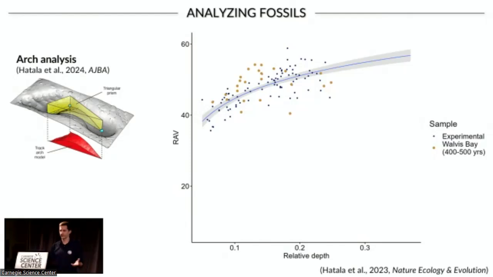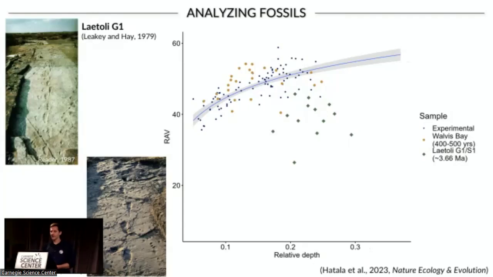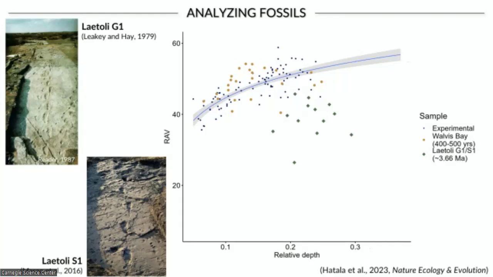Now, in a paper last year, we showed how those 3.66 million-year-old Laetoli footprints, including footprints from two different trackways, one called G1, the other called S1, shown in green here, deviate from that human trend. They're generally flatter than what we'd expect for similarly deep human footprints. And we explained in that paper how this is a strong indication of differences in their foot kinematics. We can say with a reasonable bit of confidence that they were walking in a different way than we walk today.